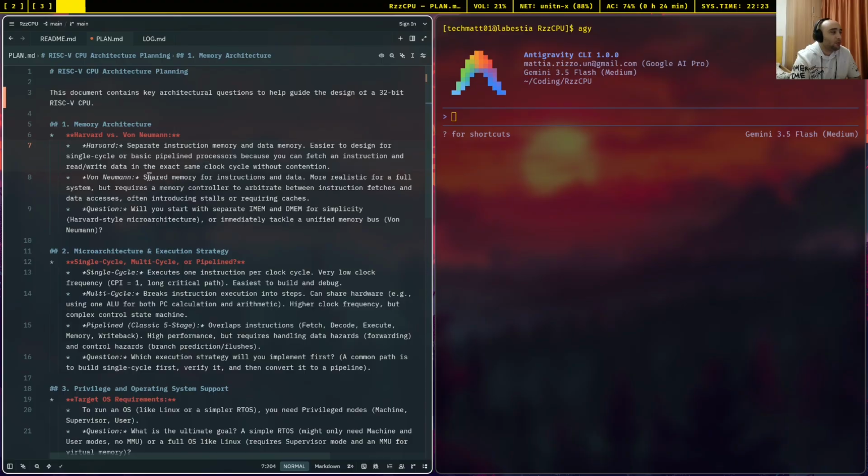Otherwise, we have von Neumann. Shared memory for instructions and data, more realistic for a full system but requires a memory controller to arbitrate between instruction fetches and data accesses, often introducing stalls or requiring caches. This is certainly interesting. Do we start with separate instruction memory and data memory for simplicity, or immediately tackle a unified memory bus? I think for now I'm going to go for the Harvard architecture.